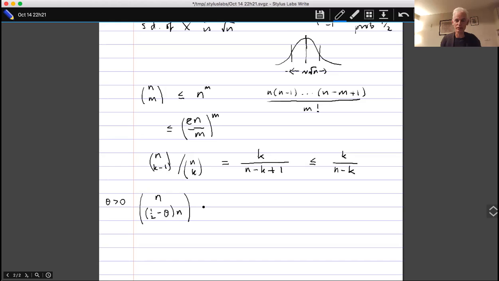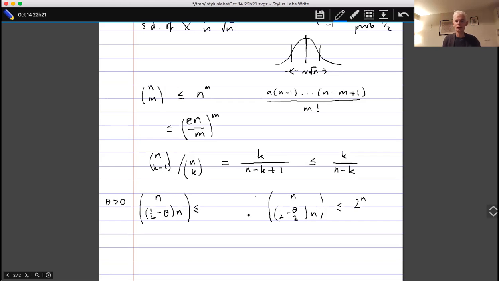And the way we'll do that is to say the following. Let's look at the binomial coefficient n choose (a half minus theta over 2) n. I'll just hope that that's also an integer. Which all I'm really going to use about this is that it's less than or equal to 2 to the n.